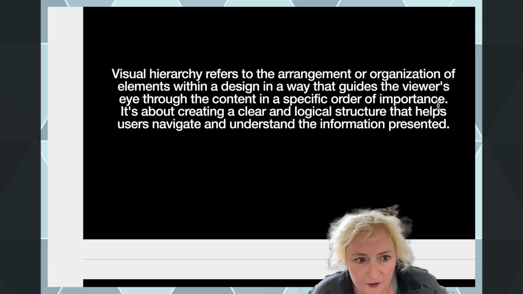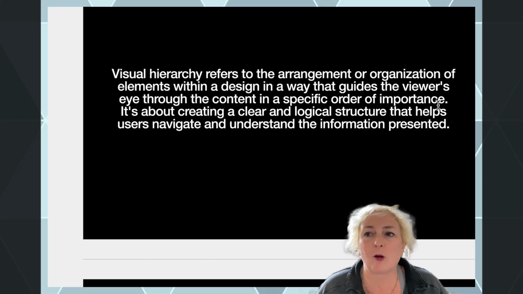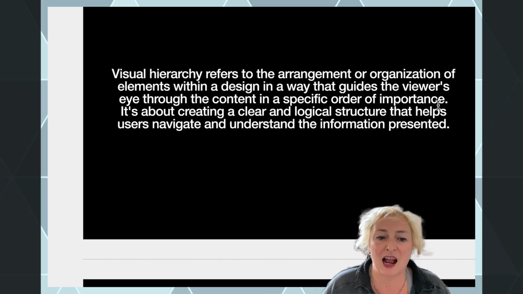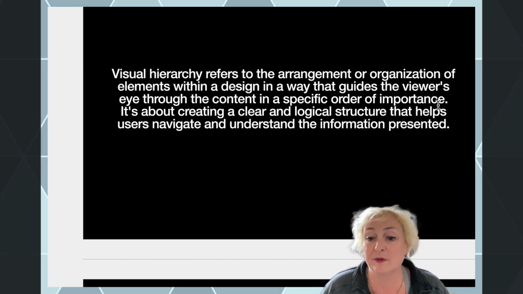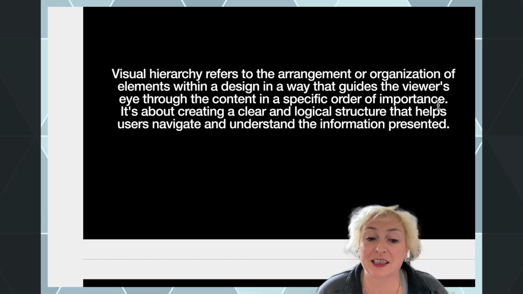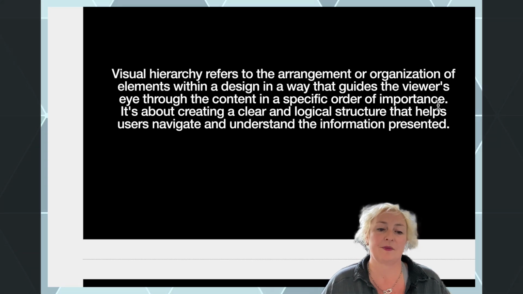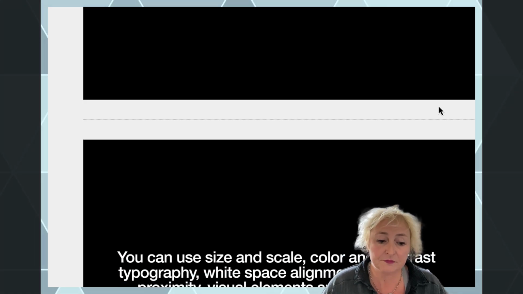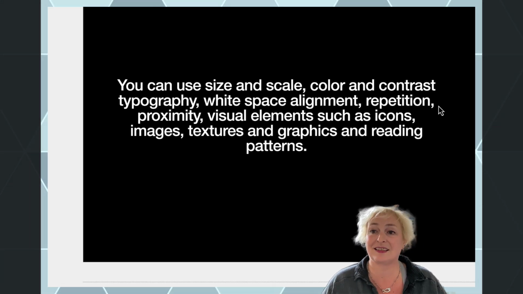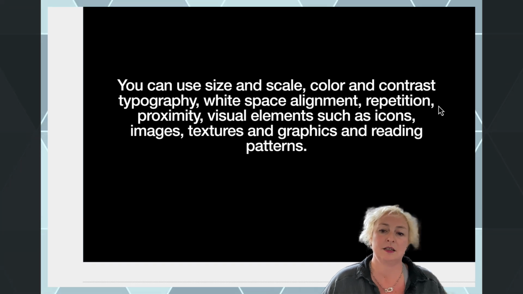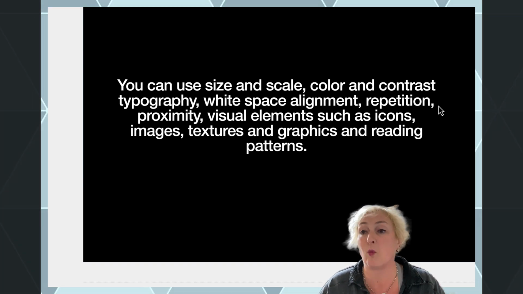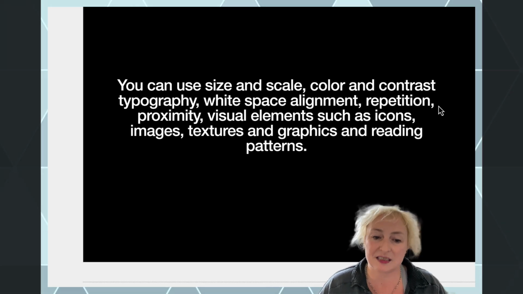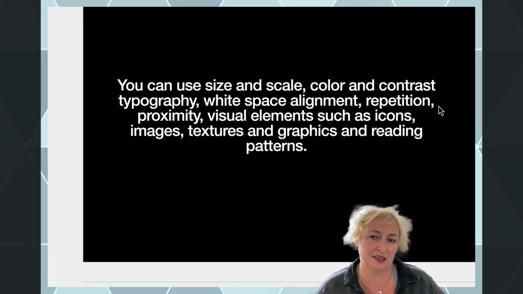What is visual hierarchy? It refers to the arrangement or organization of elements within a design in a way that guides the viewer's eye through the content in a specific order of importance. So it's about creating a clear and logical structure that helps users navigate and understand the information. You can use size, scale, color, and contrast. Also typography, thinking of white space, repetition, which is a principle of design, proximity. These are all principles of design.